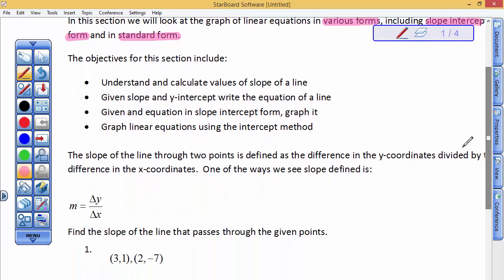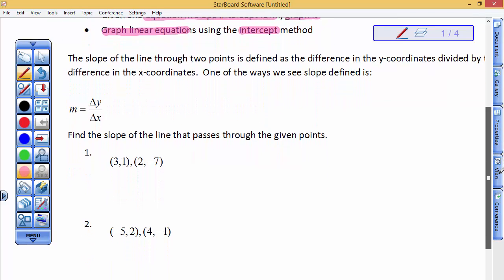So we are first going to understand and calculate the values for the slope of a line, and then given the slope and what's called the y-intercept, that means where the graph crosses the y-axis, we're going to write an equation from that. Then given an equation in slope-intercept form, we're going to graph it very easily. And then we're going to graph linear equations using what's called the intercept method. So quite a few things here, but very simple.